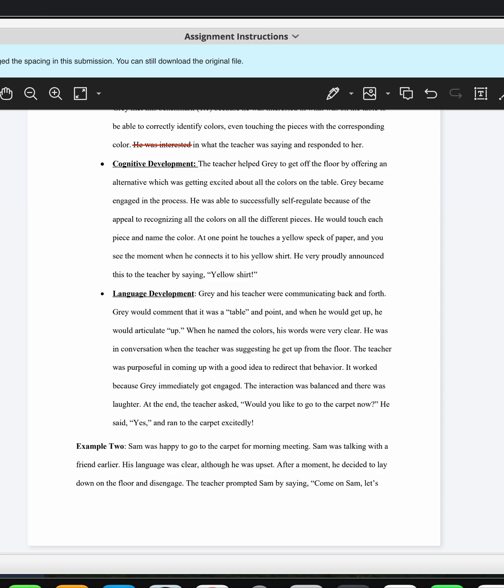So the teacher helped him get off the floor, offering an alternative. So again, what did this child do that led you to believe they were excited? Or just eliminate it, that this is what the teacher did and this is what the child did. The teacher did this, the child did that, kind of.